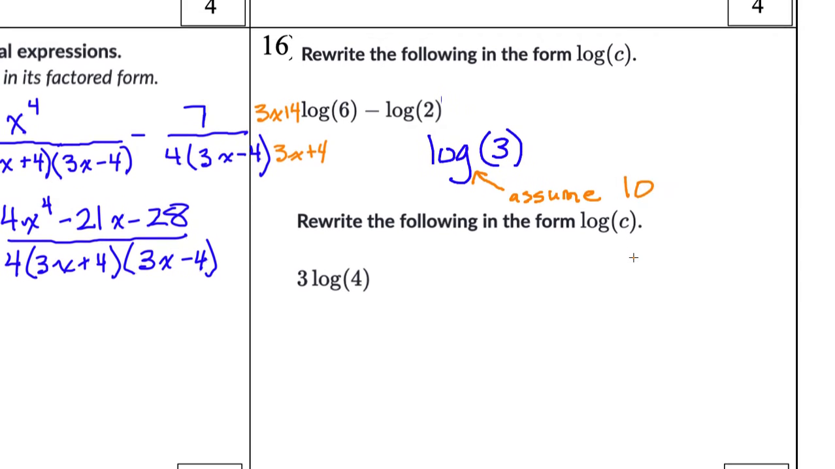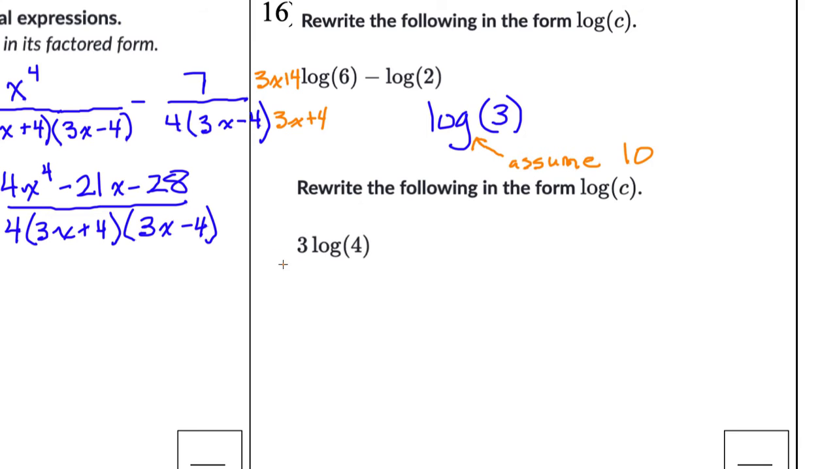All right, what about this other rule? I need to write this without any coefficient. How do I do that? Who's got it? I don't want a coefficient. James, go for it. Close. It's not times. It's log of 4 something.